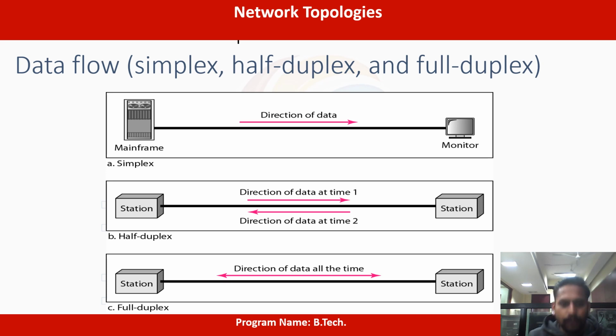Then full duplex. What is full duplex? In this method, both devices can send and receive information at the same time. For example, when you are talking on a mobile phone or telephone, you can talk and at the same time you can also receive. Both can do these two operations at the same time. This is called full duplex operation.